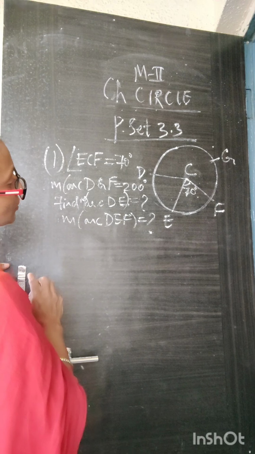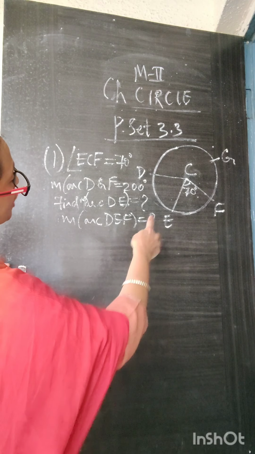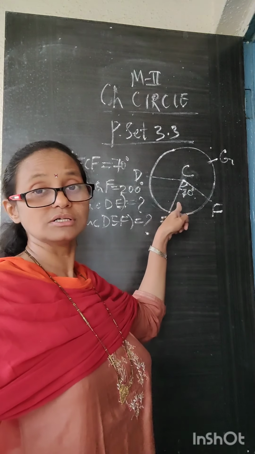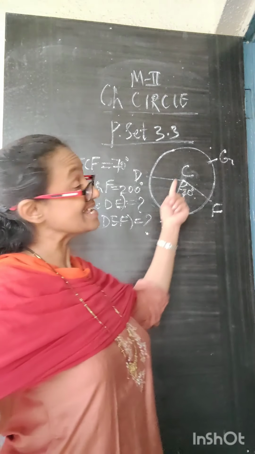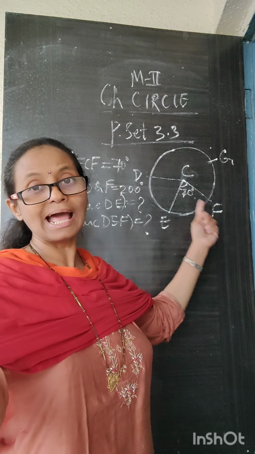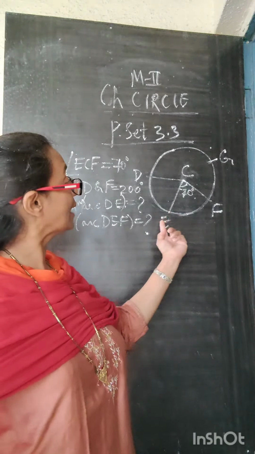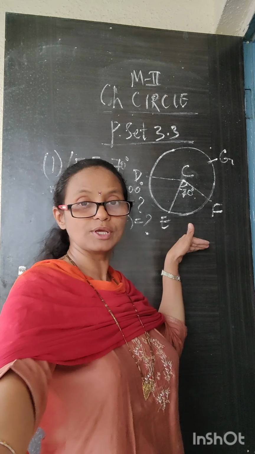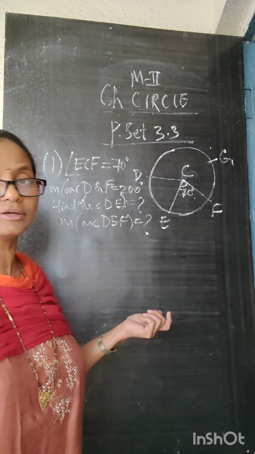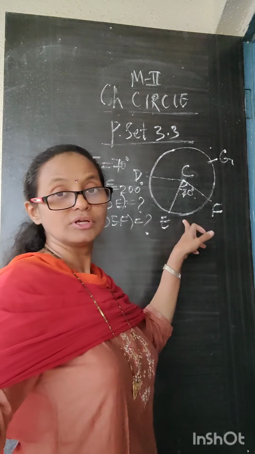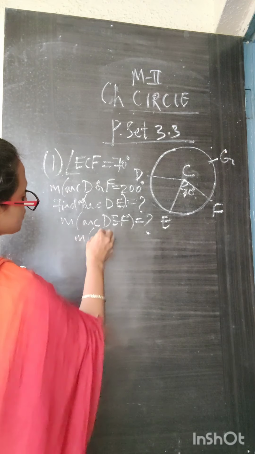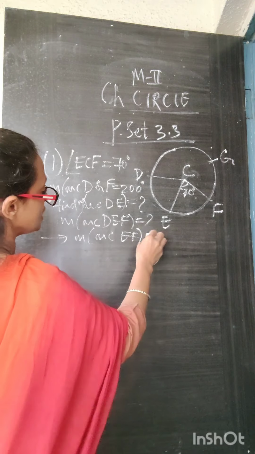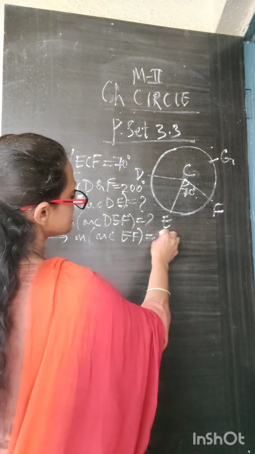So how do I find out this arc DE? Let us see. Now we have already got the measure of angle ECF. And we have just said C is the center of the circle. If C is the center of the circle, angle ECF will be a central angle. The angle whose vertex is on the center is the central angle. So angle ECF is 70 degrees. And what we have learned is that the corresponding minor arc will be of the same measure. So what is the corresponding arc to the central angle? Arc EF. That means we get the measure of arc EF. So we start the solution here. Measure of arc EF is equal to 70 degrees.